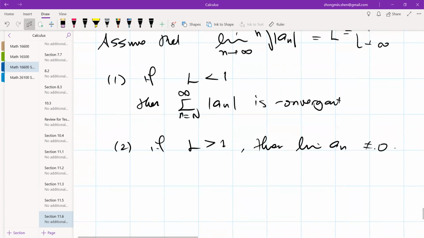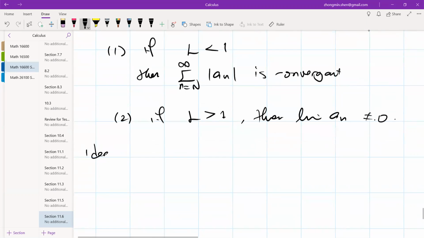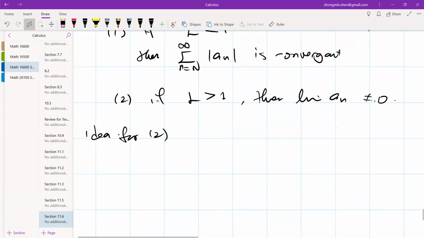Okay. Yeah, this of course implies the series is divergent. So let me give you a brief idea of the second part. I already did the first step. So here L is greater than 1.